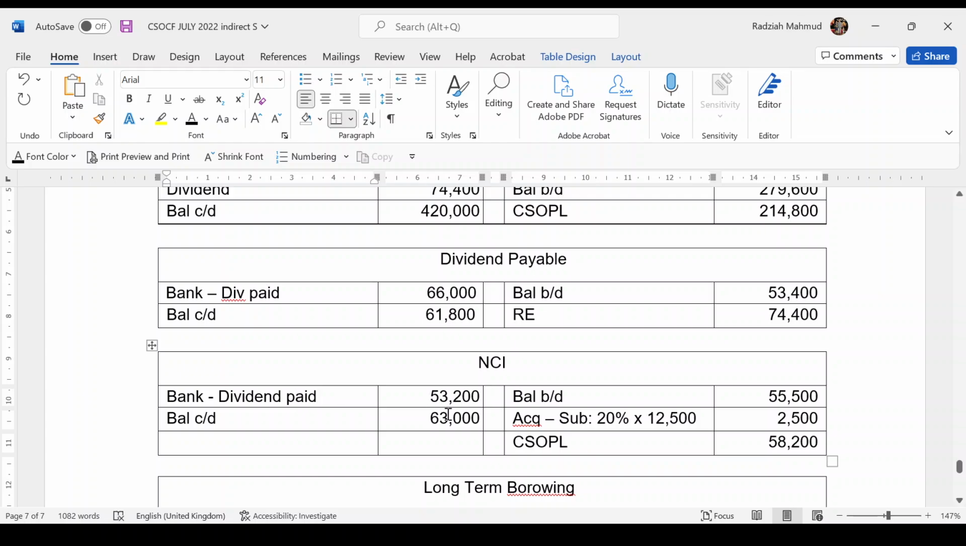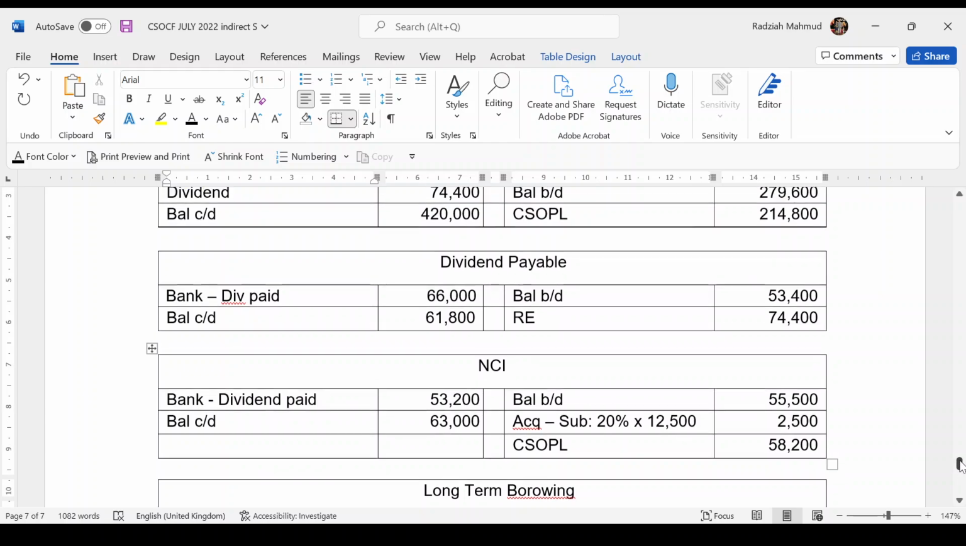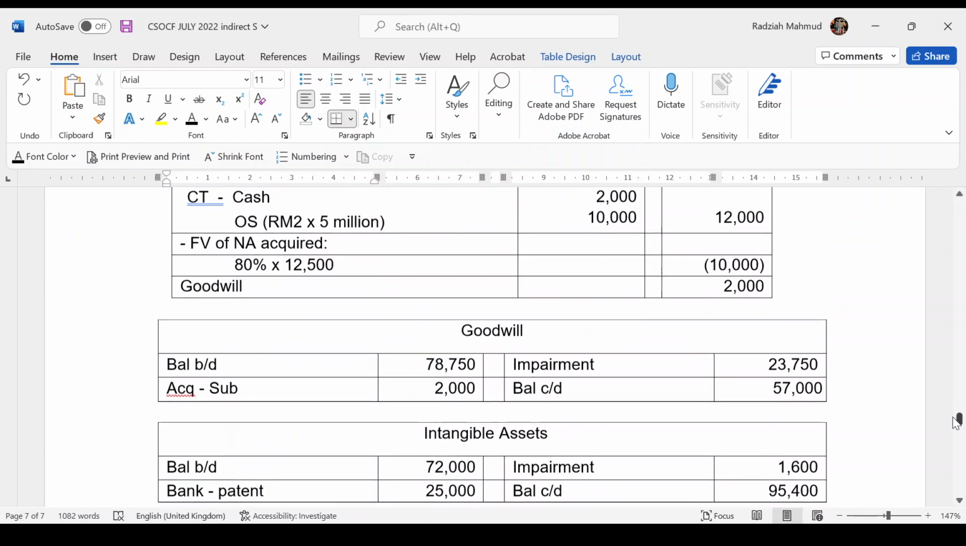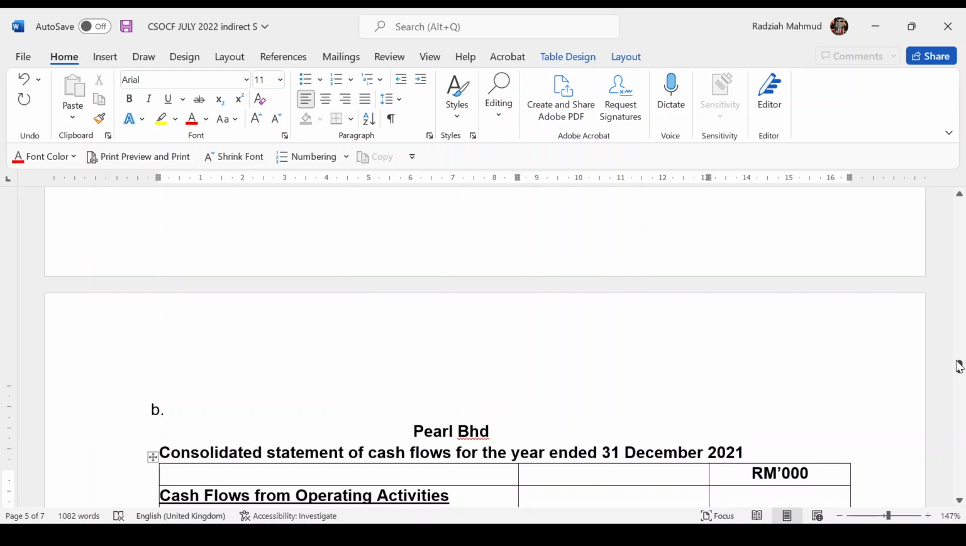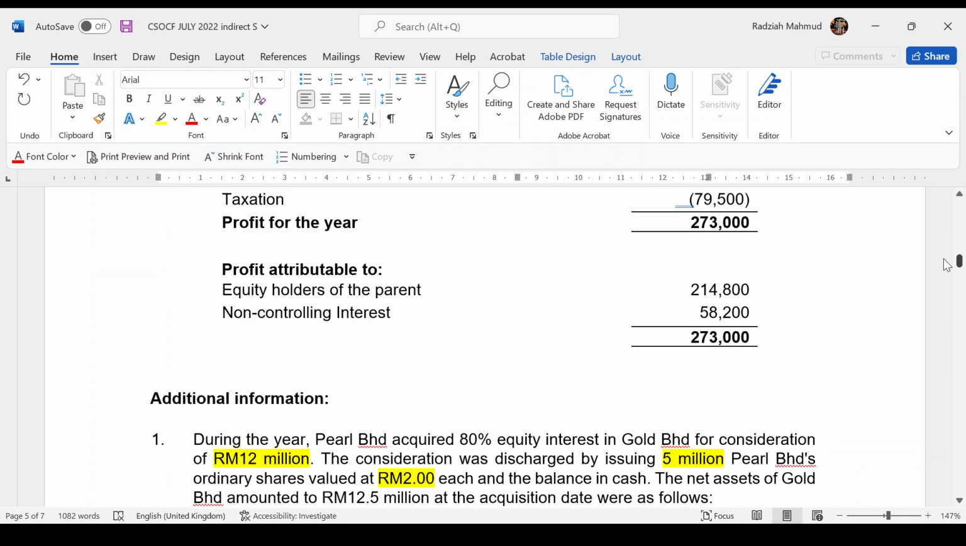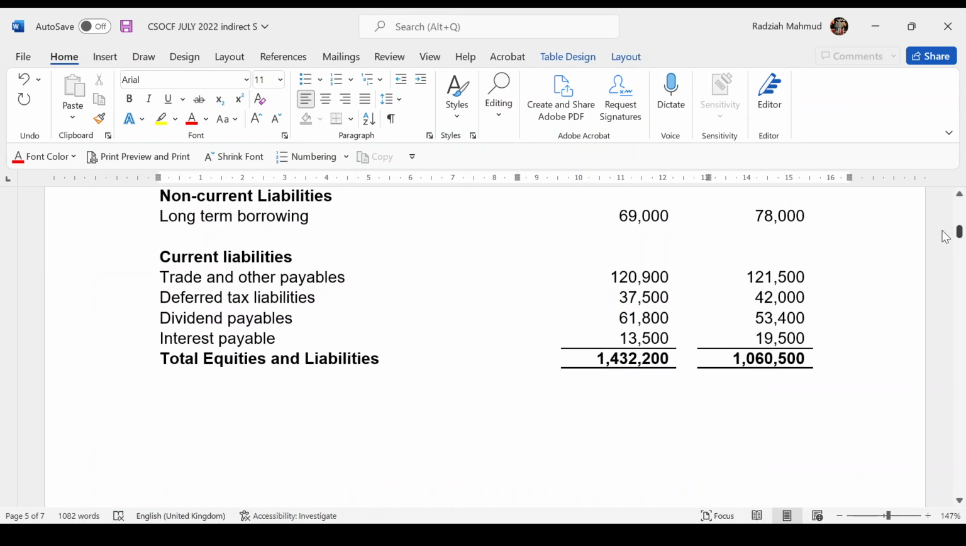Okay, so now we can transfer this figure to financing activities. So we started with NCI. So let's go back to the question. What else that we have?